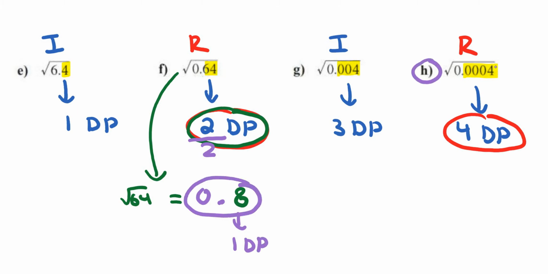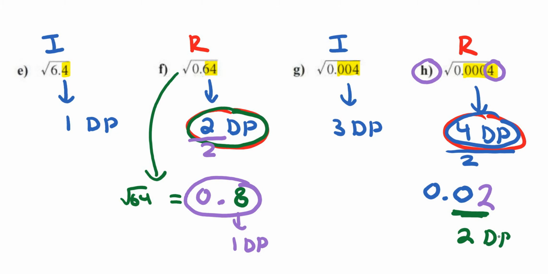For letter H now, take the square root of 4. Now the square root of 4 is 2. And since you have 4 decimal places, divide that by 2, and that should give you 2 decimal places. So your answer should be 0.02. And as you can see, here are my 2 decimal places, right? And that's how you can calculate the answers for letters F and H. And for this problem, you're just counting up the number of decimal places for these next 4 questions.